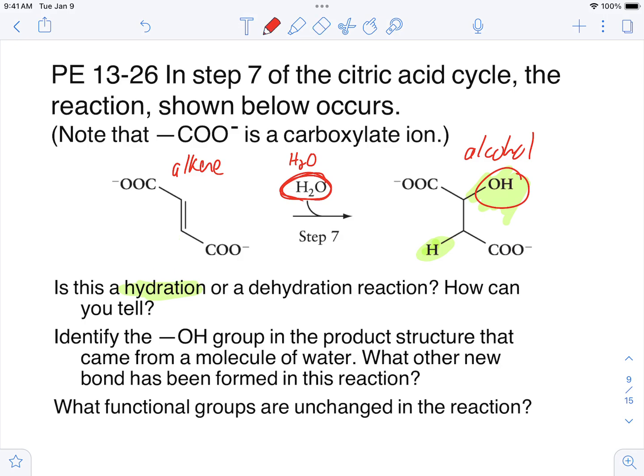And the last question says, what functional groups are unchanged in the reaction? So if you look on the left, these two are still here on the right, and they're called our carboxylate groups. So they are unchanged in this reaction.